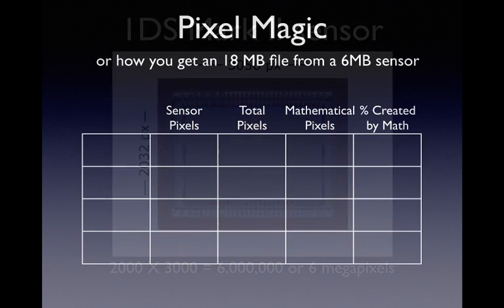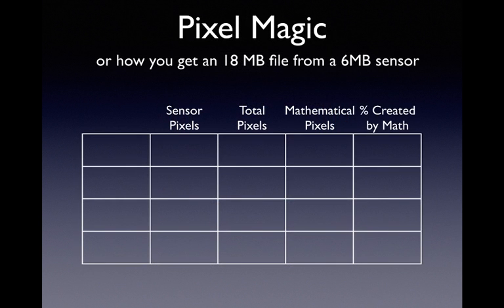This is where, hang on to your hats, kids, this is where it gets bumpy. So how on earth do you end up with an 18 megabyte file from a 6 megabyte sensor, which every single person in this room does? Did you ever question it? I never.